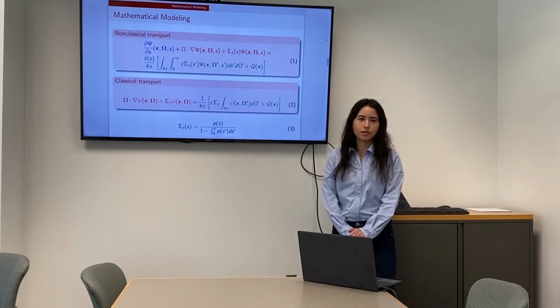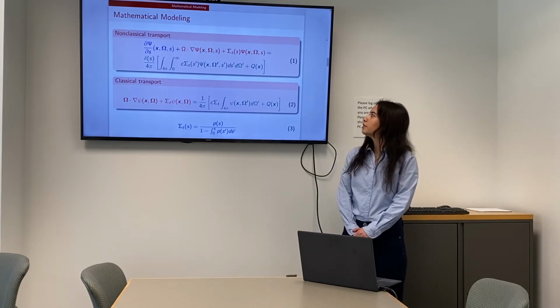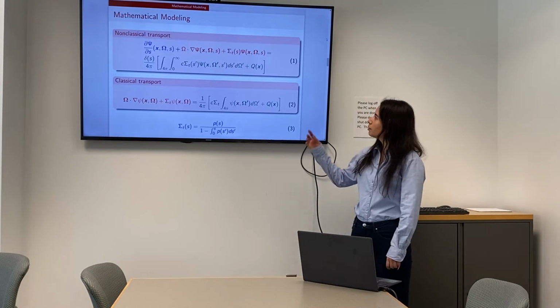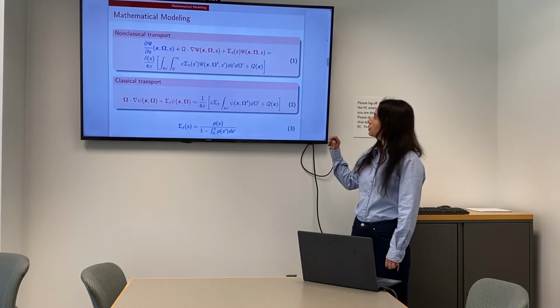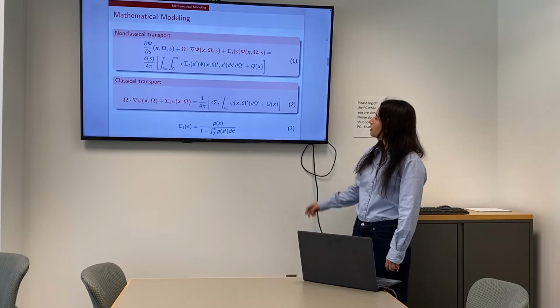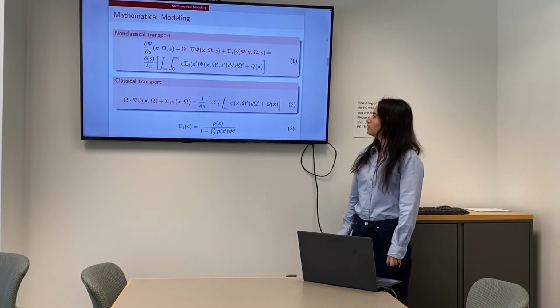Now I'm going to present the mathematical modeling we are considering here. We have the non-classical transport equation and the classical transport equation. Both equations are balance equations where the left-hand side represents the removal of particles and the right-hand side represents the production of particles.